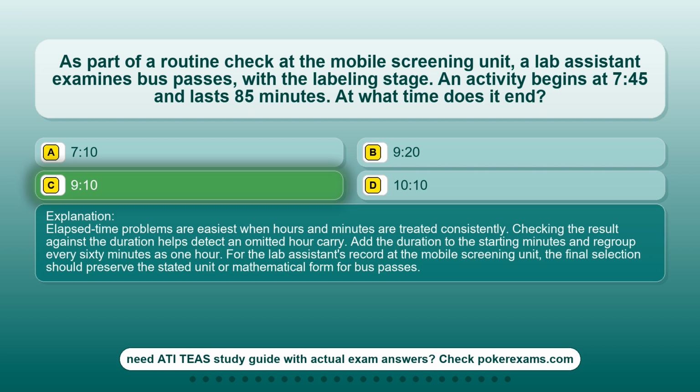Elapsed-time problems are easiest when hours and minutes are treated consistently. Checking the result against the duration helps detect an omitted hour carry. Add the duration to the starting minutes and regroup every 60 minutes as 1 hour. For the lab assistant's record at the mobile screening unit, the final selection should preserve the stated unit or mathematical form for bus passes. Question 12.